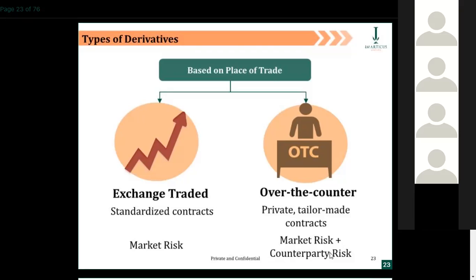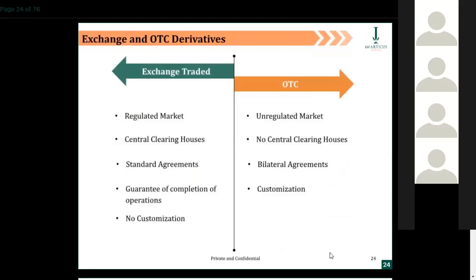Okay, let's move on. These are the differences between the two markets. Exchange market is a regulated market. Central clearing houses are there. Standard agreements are there. There is a guarantee of completion of the operation. No customization. The OTC market is unregulated. No central clearing houses are there. Bilateral agreements are there. Customization is also possible. Okay, so these are the differences between the two markets. Fine.